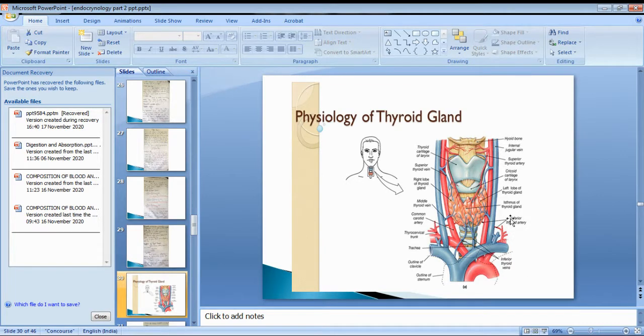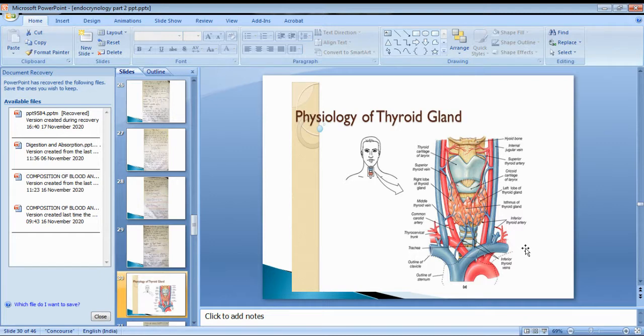In the middle they contain colloid substance. If the colloid substance is high, the epithelial cells are cuboidal in shape. If the colloid is low, the epithelial cells are columnar in shape.